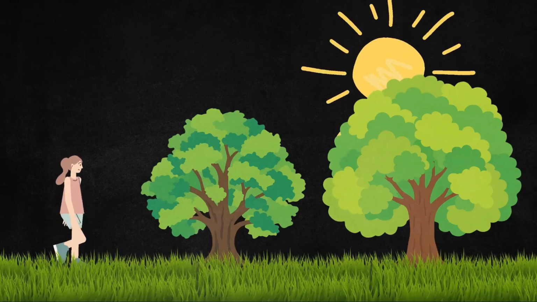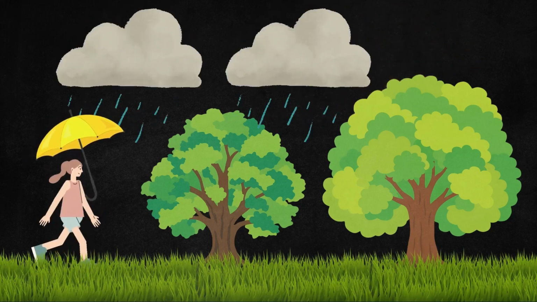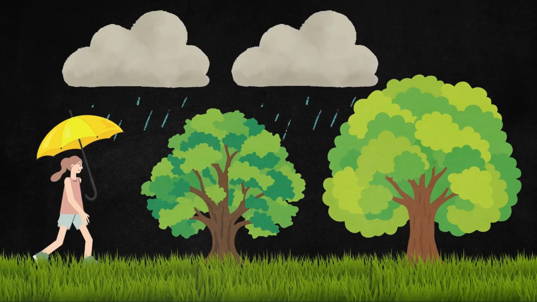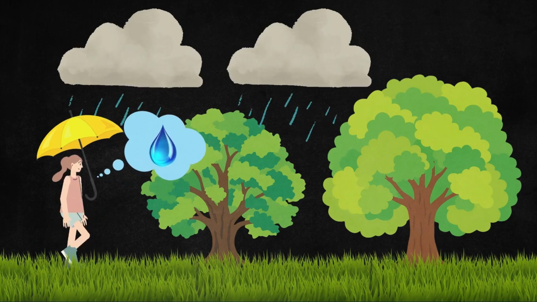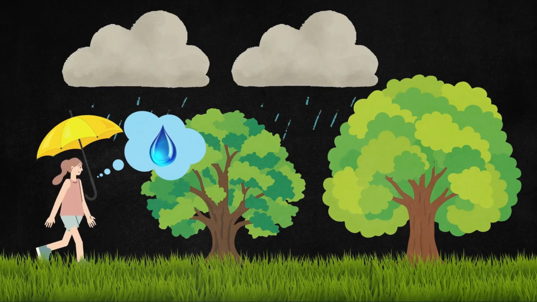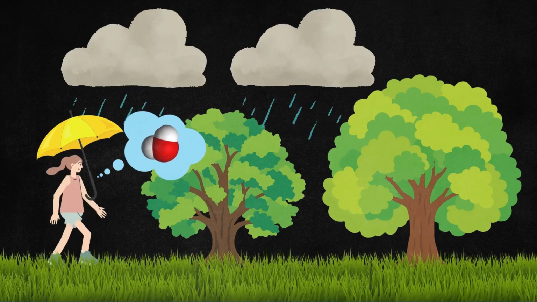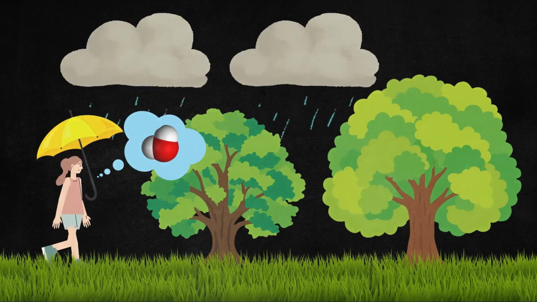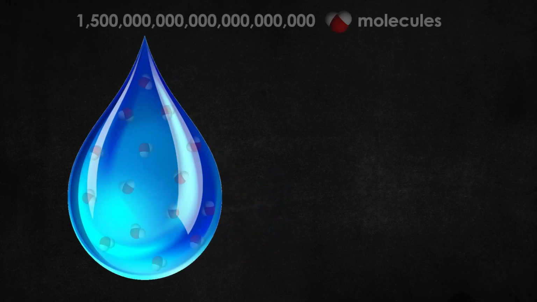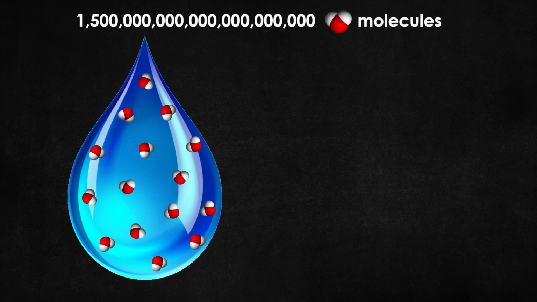Imagine you were walking outside in good weather when all of a sudden a heavy rain poured. Suddenly, you found yourself pondering the weight of a single raindrop. Obviously, it is small, but what about a single water molecule? A single raindrop may be small and insignificant, but inside that one drop are about 1.5 sextillion molecules of H2O.